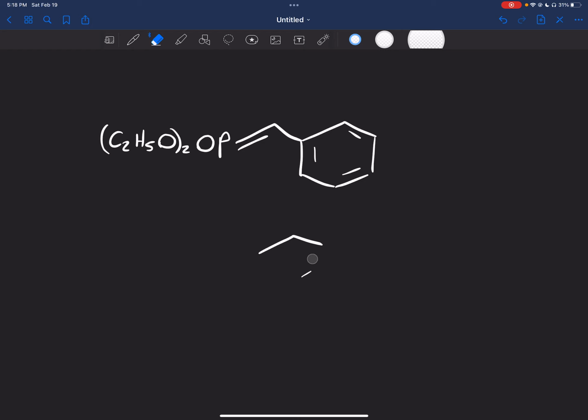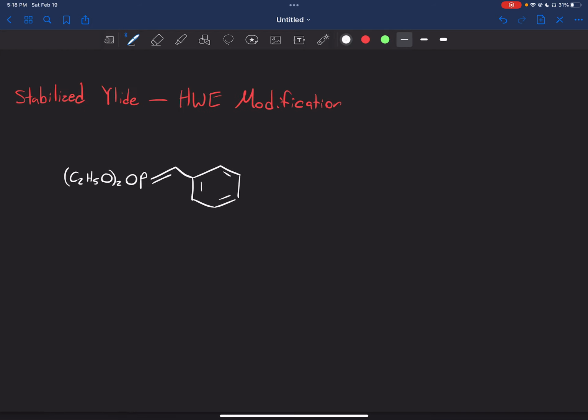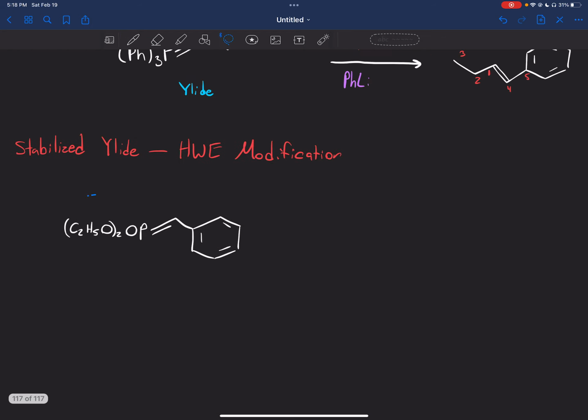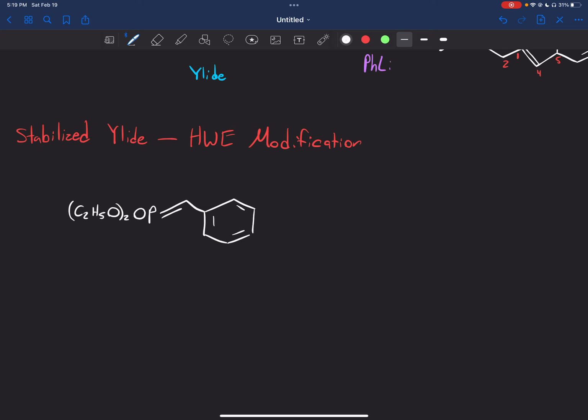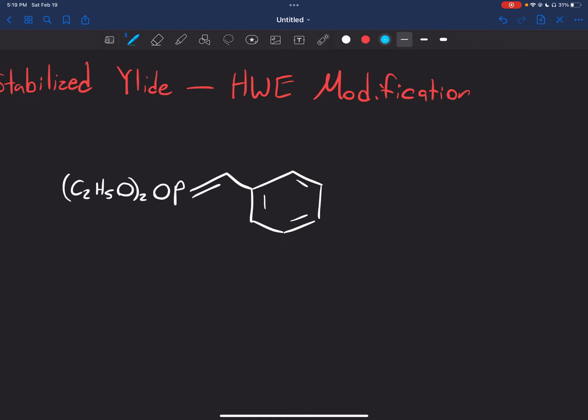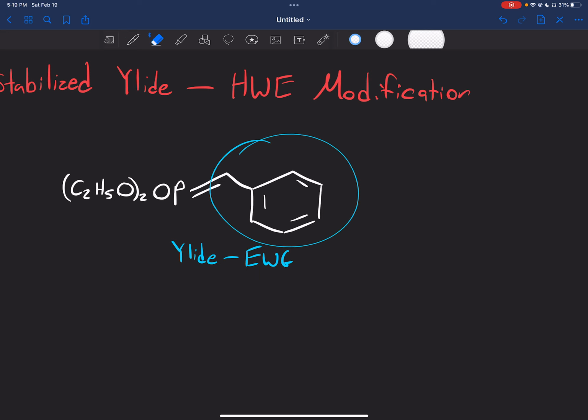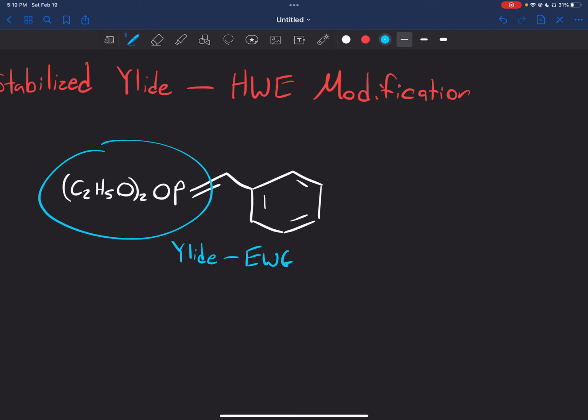I'm going to keep it like this for simplicity's sake because you can find the other version on the previous video, and I want to keep this all on one page so you guys can have an easy screenshot for the future. So in this case, our ylid is now resonance stabilized. It's got an electron withdrawing group. That's why we need to rewrite it in this fashion. So we have our ylid.